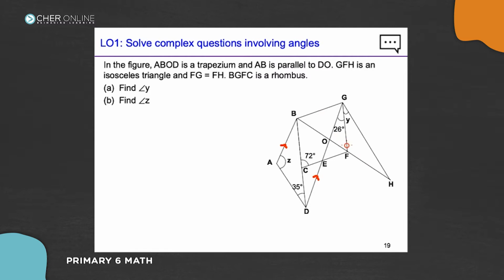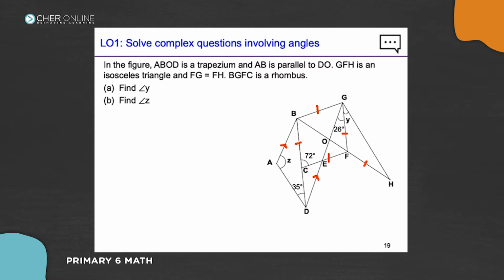GFH is an isosceles triangle whereby FG is equal to FH. So this is where the lines are equal. Then BGFC is a rhombus, which means this length has to be equal to this length, equal to this length, and equal to this length. Okay, these are the important things that we need to do in order to try and solve the question.